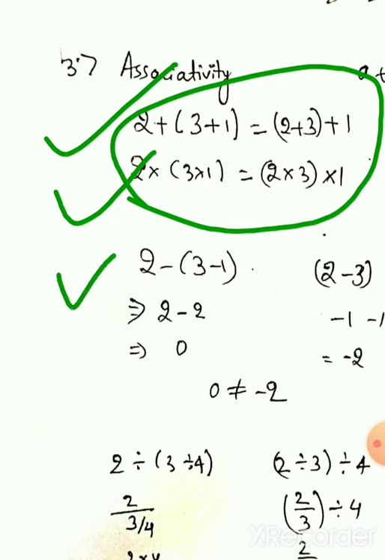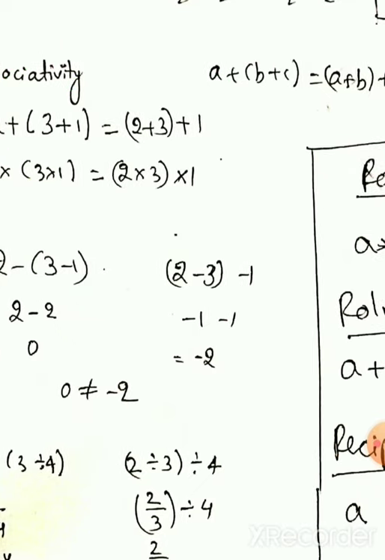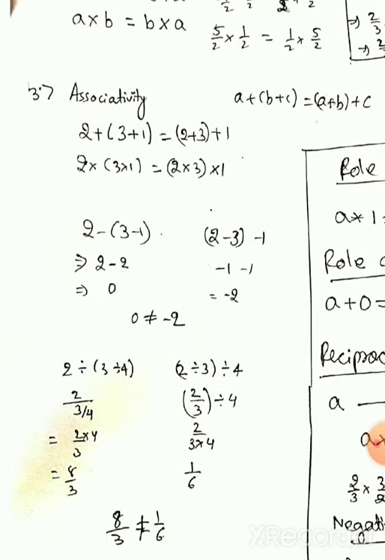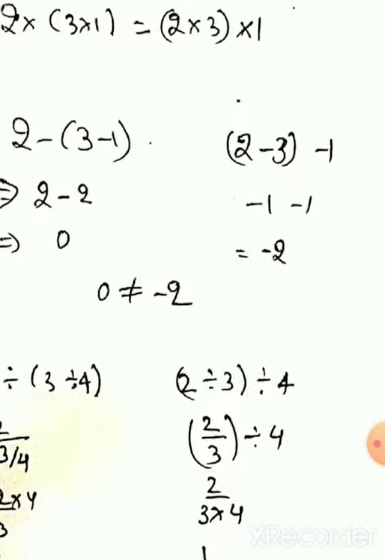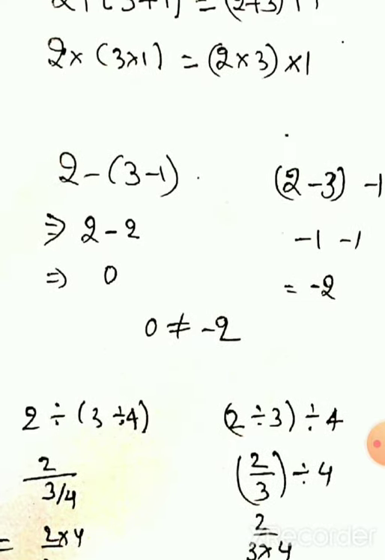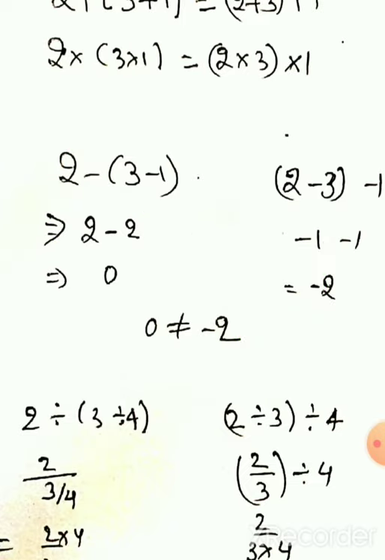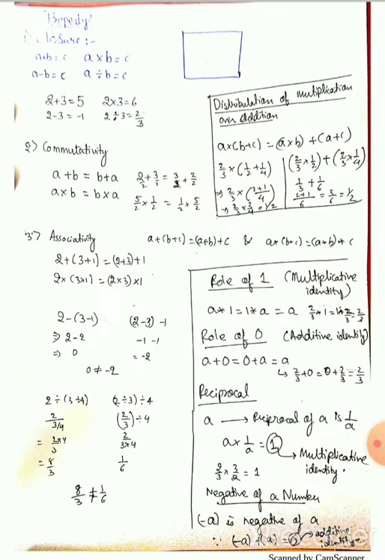See, from the example you can watch it: 2 minus 3 minus 1 grouped in two different ways. Here you can see that this side comes 0 and this side comes -2, they are not equal, hence we say that rational numbers are not associative under subtraction. Okay, so you have learned about these properties. Closure property you have studied, commutativity you have studied, associativity you have studied.